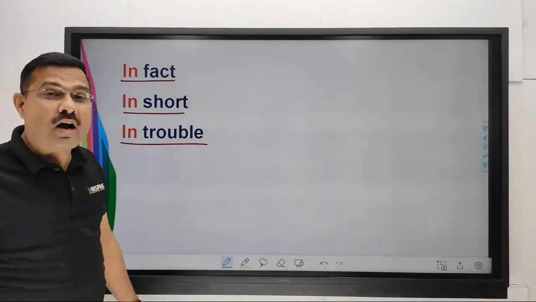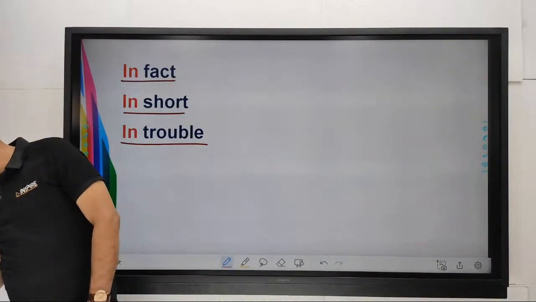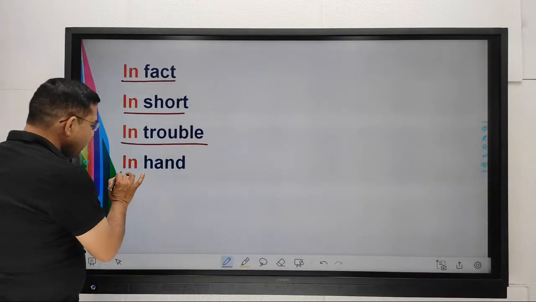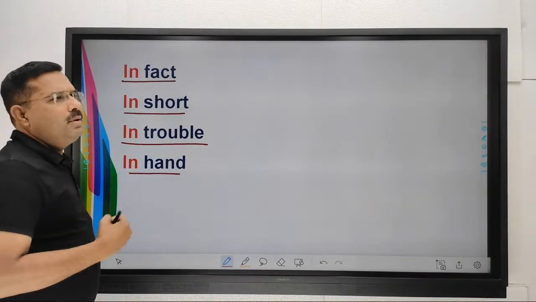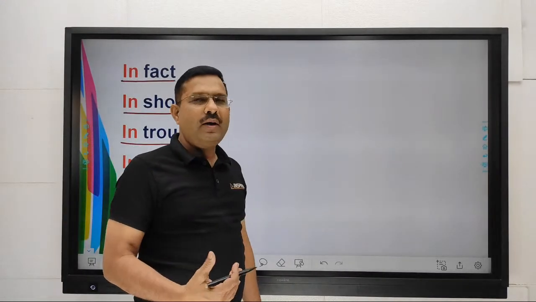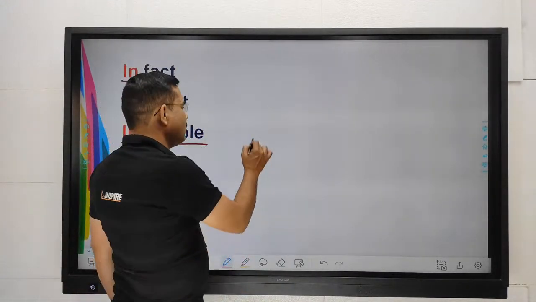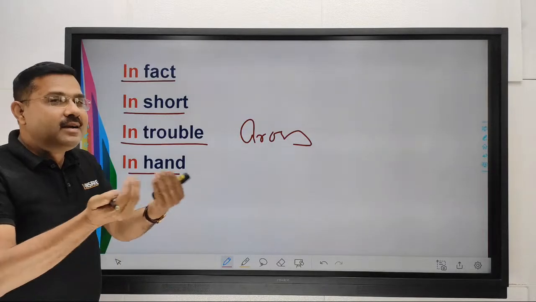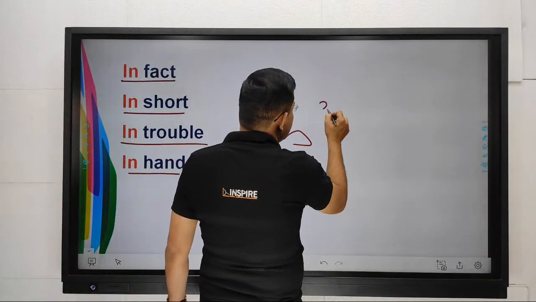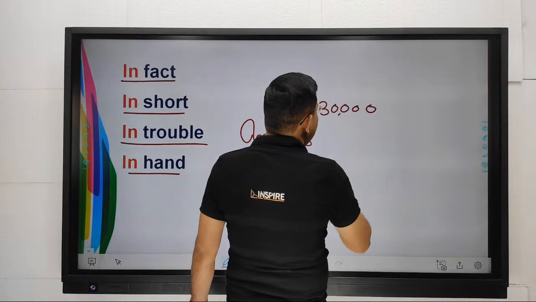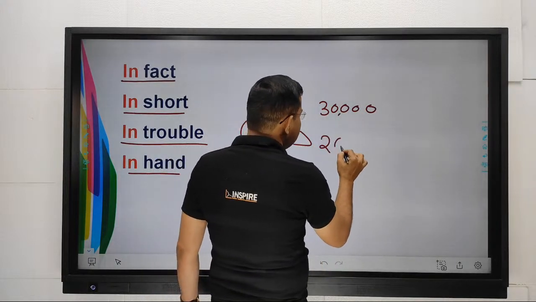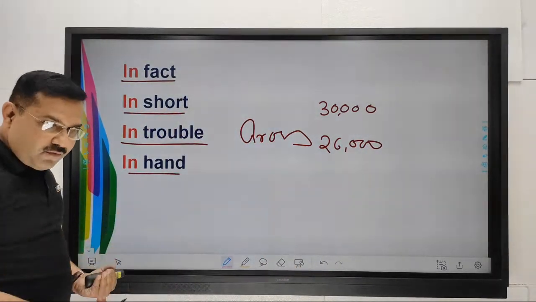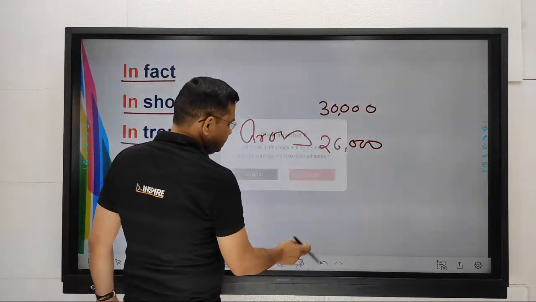He is in trouble. In hand. People generally ask, what is your in-hand salary? See, your gross salary can be very different. And that in-hand salary, suppose somebody is getting 30,000 as a gross salary, but he's getting 26,000 in hand. So whatever he is receiving, that is called in hand.